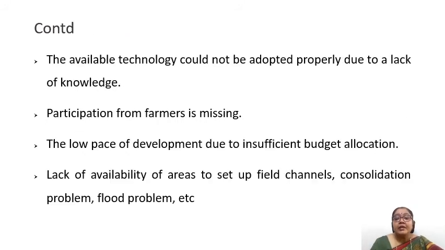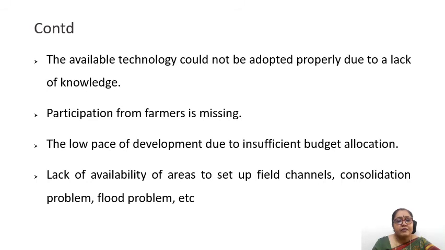Further, the available technology could not be adopted properly due to lack of knowledge. Sometimes certain things are available, but they are not being made use of because there is lack of knowledge. People don't know how to use it. They are not aware of it, so it's not being utilized. Then participation from farmers was again missing. We discussed in the earlier part of our video how farmers were not part of this, so they were not involved in these activities. So this was another reason for this to fail.